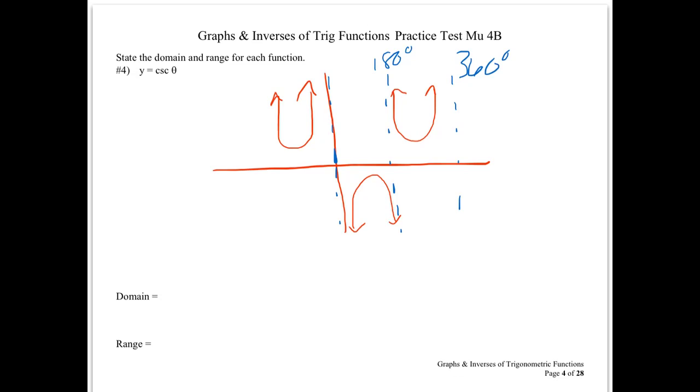So what's the domain? Well, it looks like the domain is all real numbers, except for every place there's a vertical asymptote. So one way to write this would be to say all reals except where the vertical asymptotes are, and those vertical asymptotes are every 180 degrees k, where k is any integer.